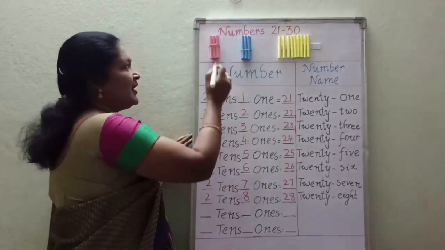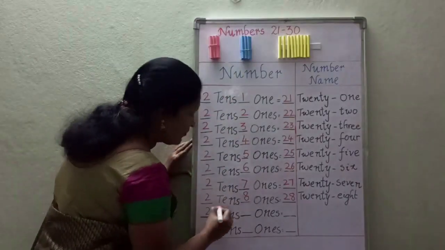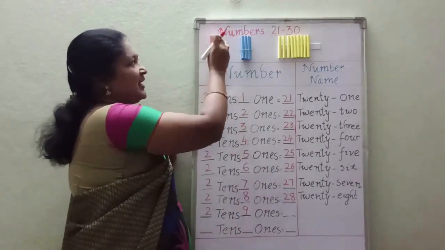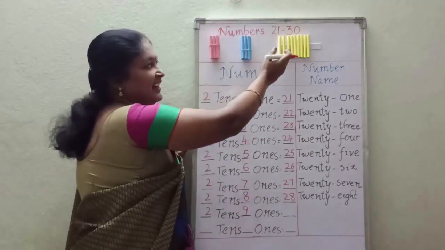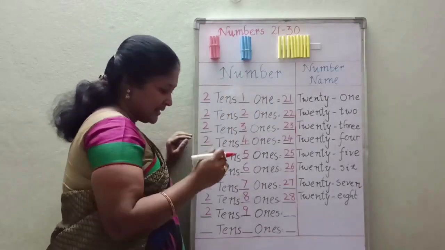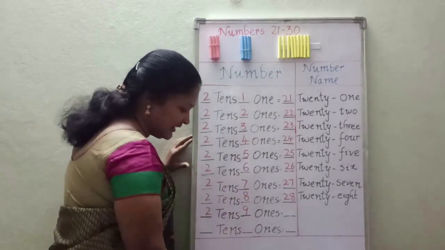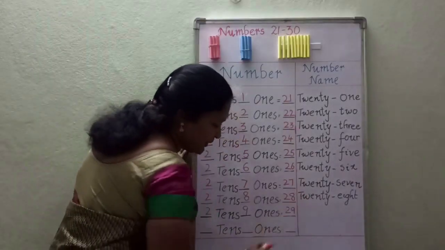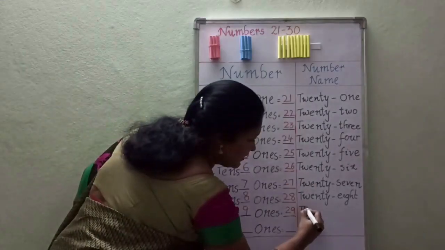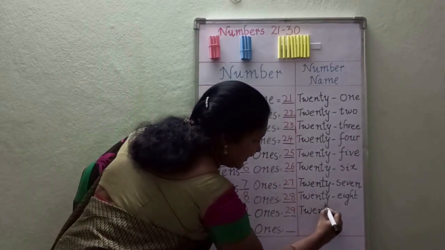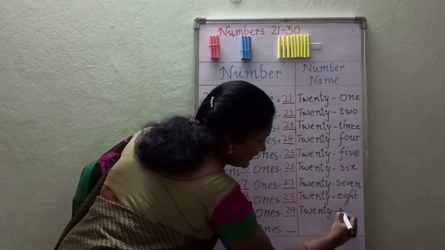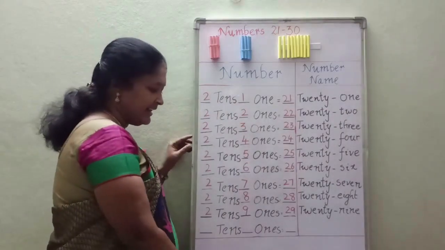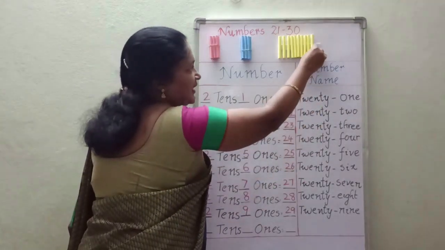Now which number you got? 2 tens, 9 ones. See, tens all are looking like bundles, and here all ones are looking separate. So 29. What is the spelling of 29, children? First write number, then spelling. T-W-E-N-T-Y. N-I-N-E 9. 29. And one more I am keeping here.